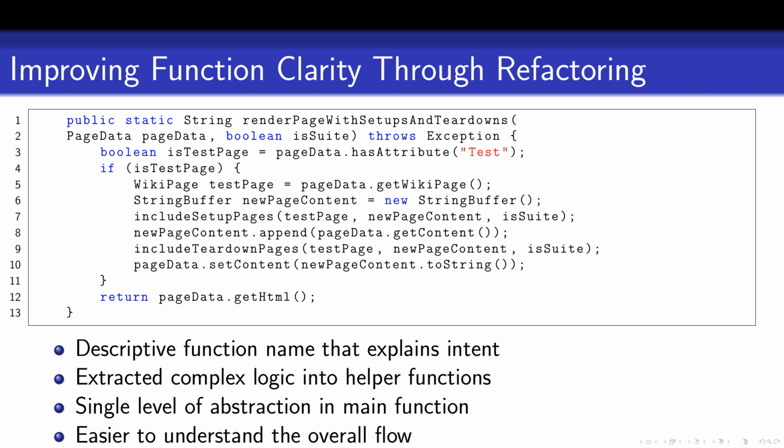Now check out this glow-up. We've refactored that monster into something clean and clear. The new function has a descriptive name, render page with setups and teardowns, that tells you exactly what it does. It checks if it's a test page, then hands off complex setup and teardown logic to helper functions, keeping everything at one level of abstraction. The flow's obvious: setup, content, teardown, done. It's like turning a rambling novel into a crisp short story, way easier to read and maintain.